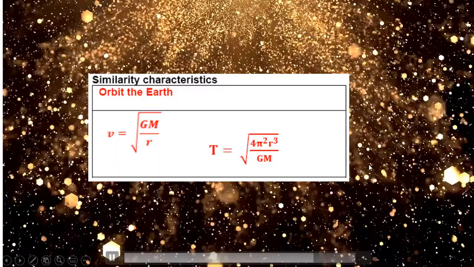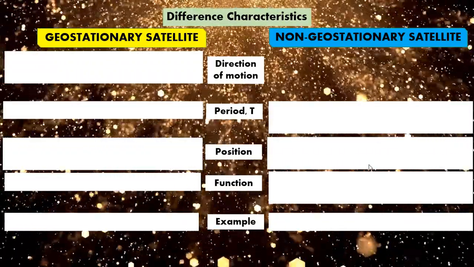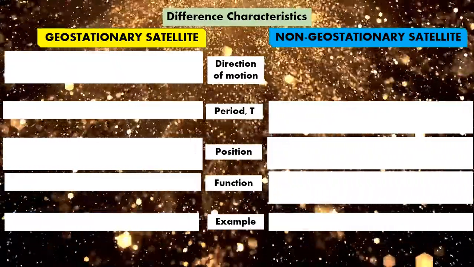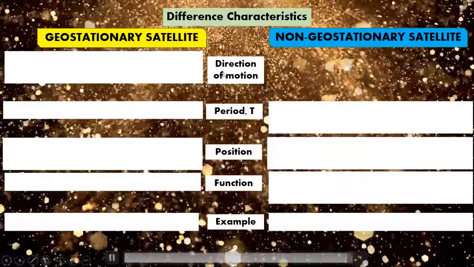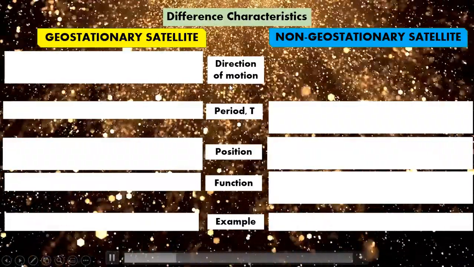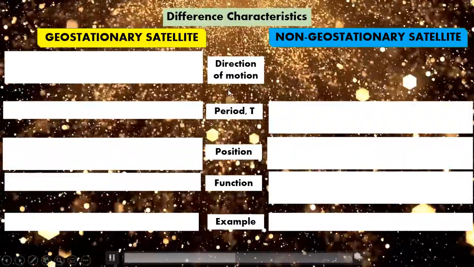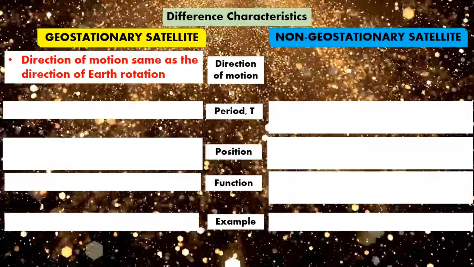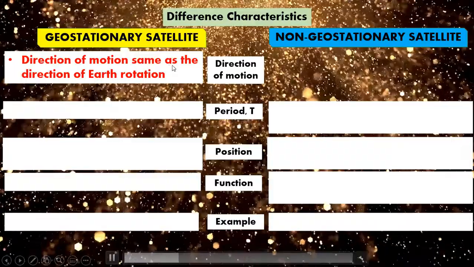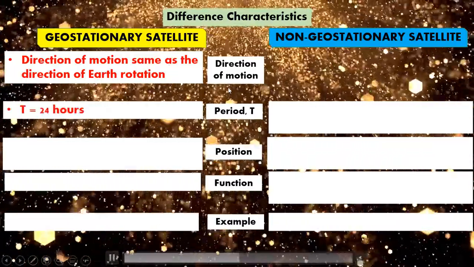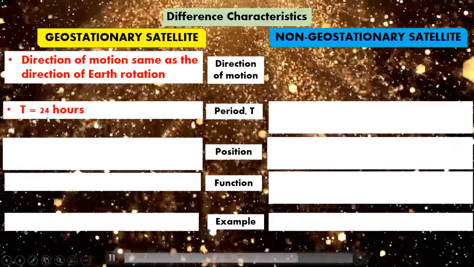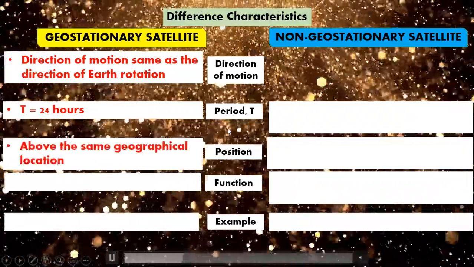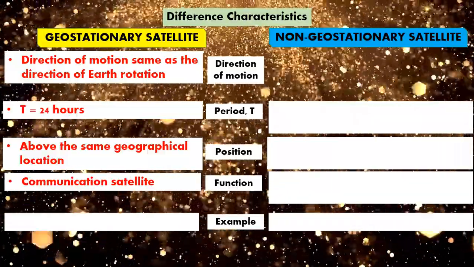Now we look at the different characteristics of the geostationary satellite and the non-geostationary satellite. We have a few aspects here. The first aspects are direction of motion, period, and position. Look at the direction of motion: the direction of motion is the same as the direction of Earth's rotation. The period T equals 24 hours. Here, above the same geographical location, a communication satellite.